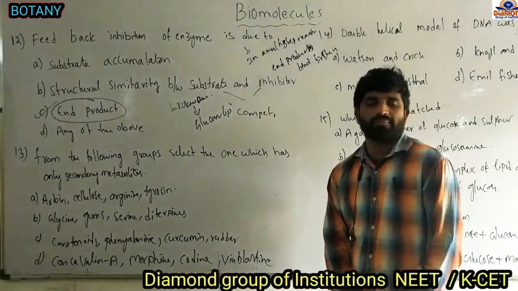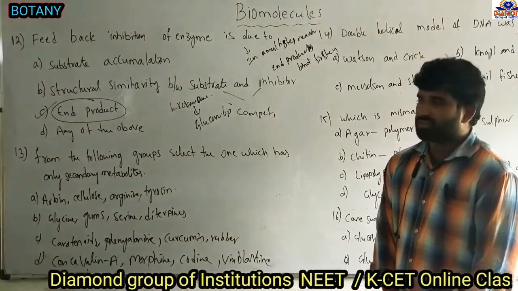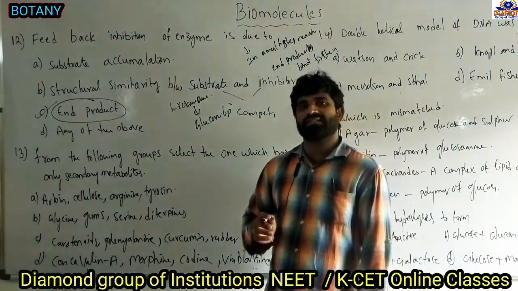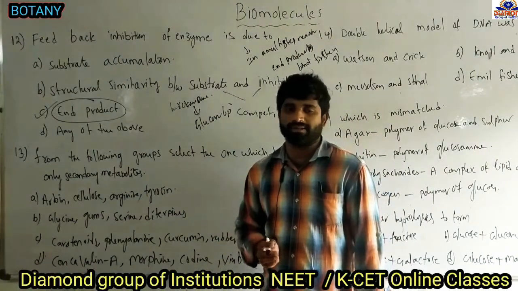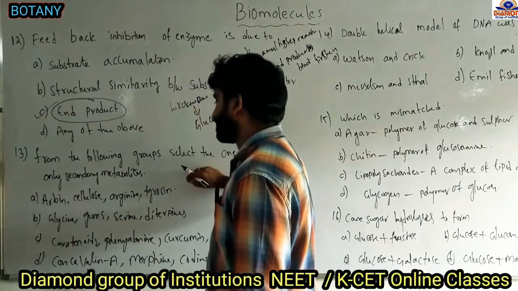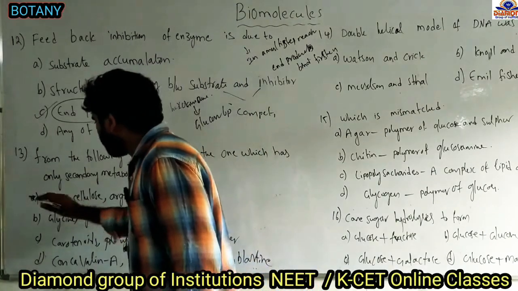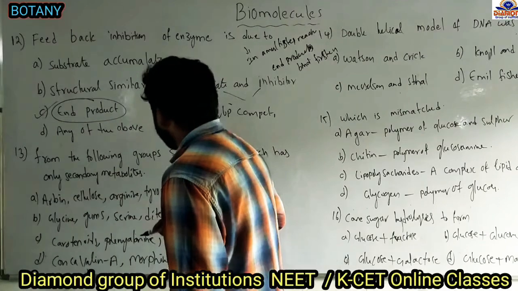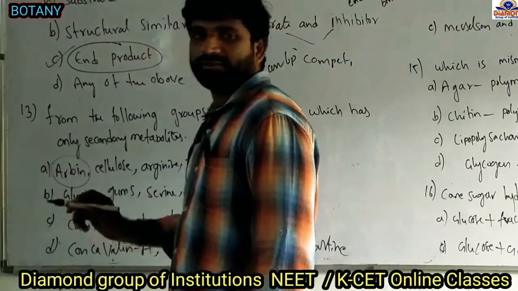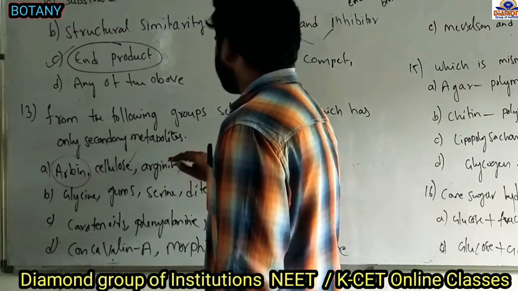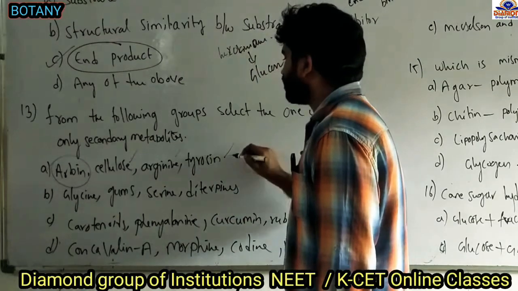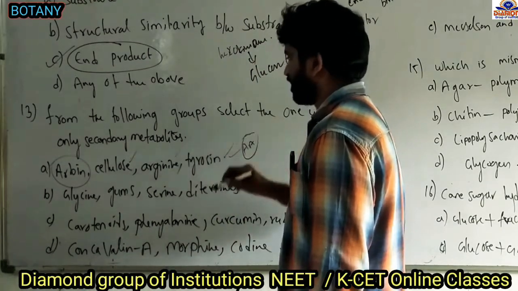You know there are primary metabolites and secondary metabolites. Secondary metabolites are the molecules synthesized after the primary metabolites. Now we have to identify only the secondary metabolites in the given options. Option A: abrin, cellulose, arginine, and tyrosine. In option A, abrin alone is a secondary metabolite. Cellulose is a carbohydrate, and arginine and tyrosine are amino acids, which are primary metabolites.